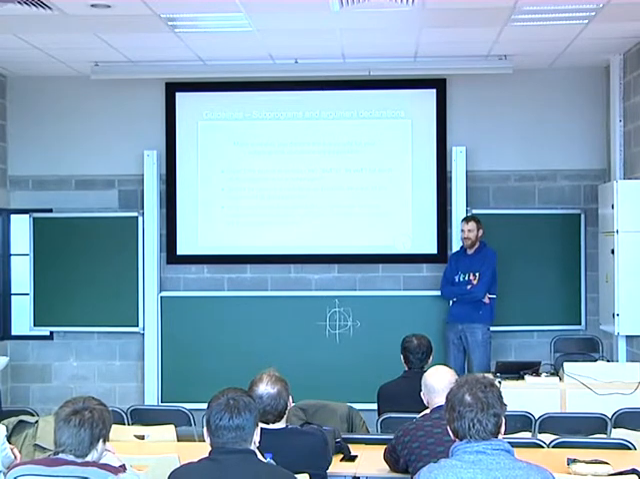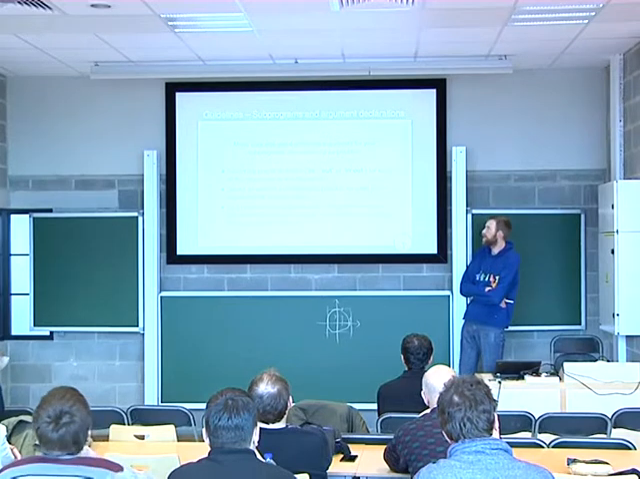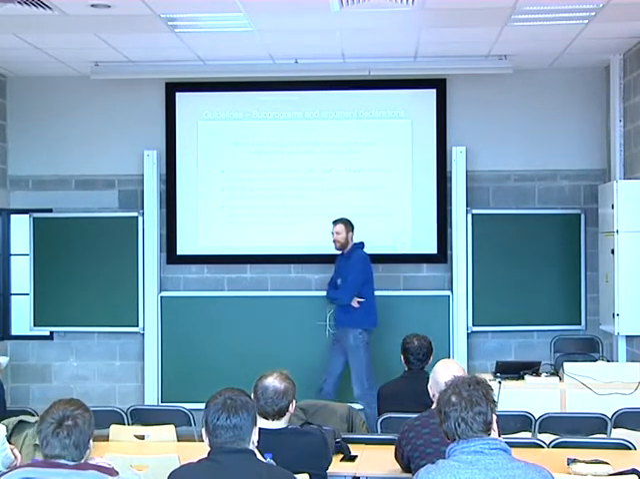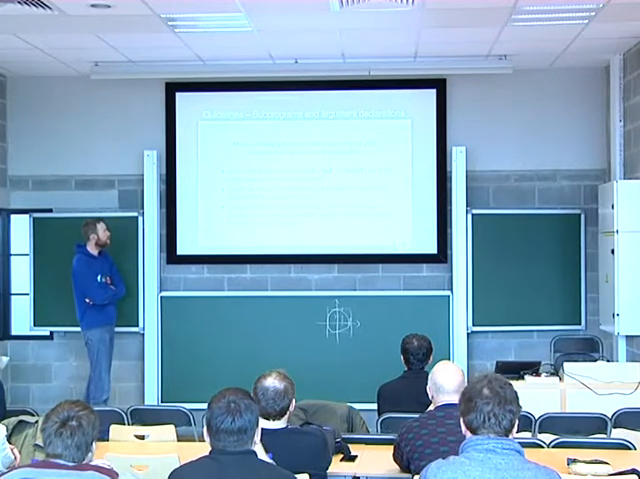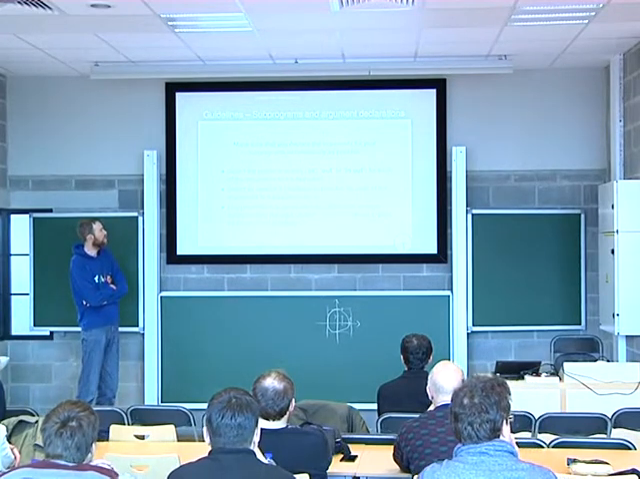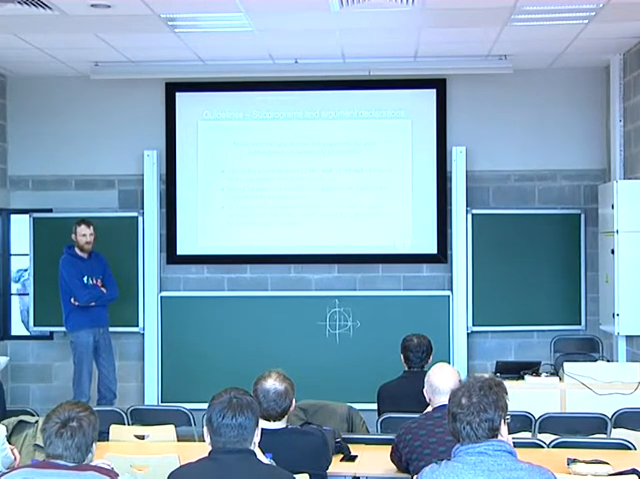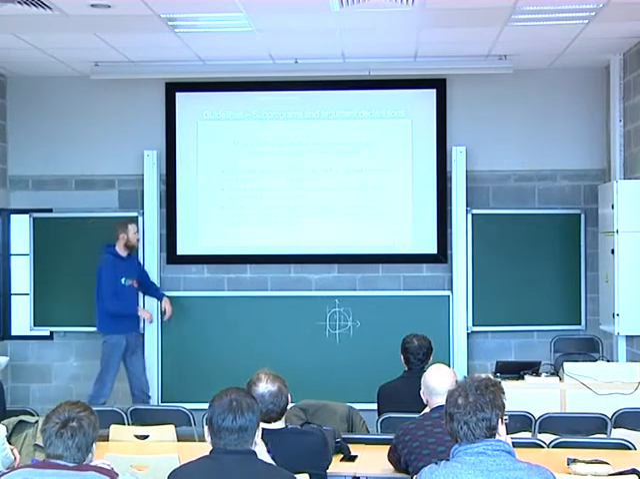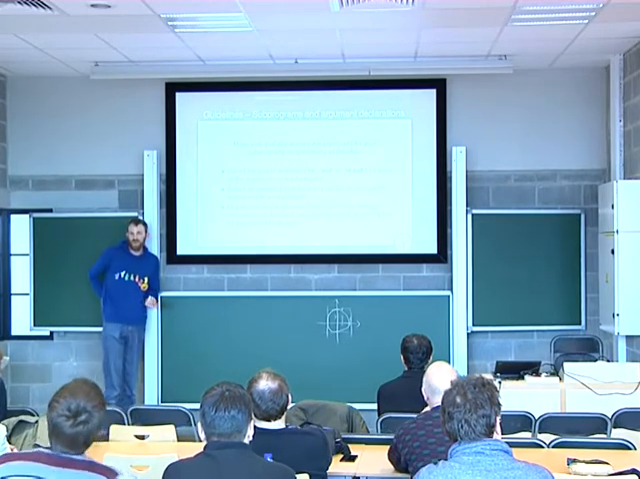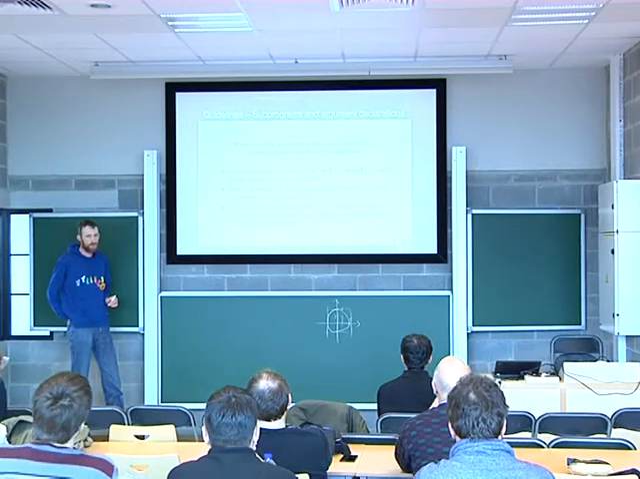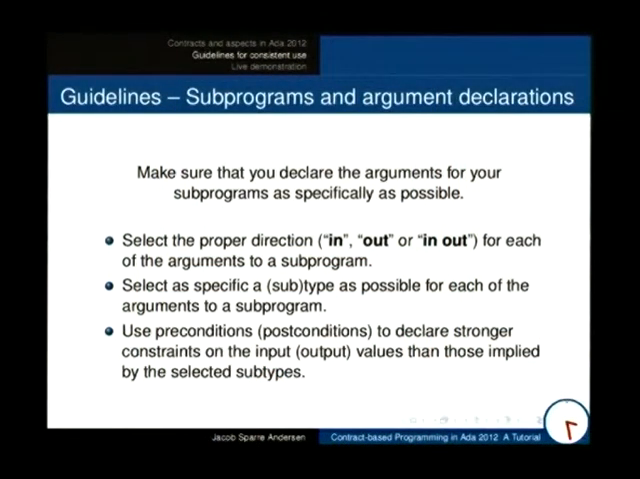Now we have declared our types. The next step is the subprograms which are going to operate on these types. I'm not going to go into detail about the subprograms themselves, but when we know which ones we need, make sure that we are as specific as possible about the arguments. So we select the proper direction for each argument. And we select as specific a subtype as possible for each of the arguments. And if plain subtypes can't do enough, then we can continue and use pre and post conditions to declare even stronger constraints.